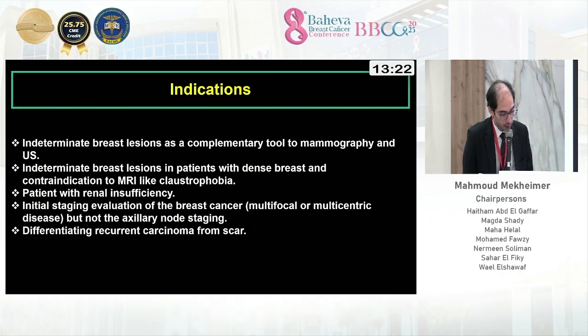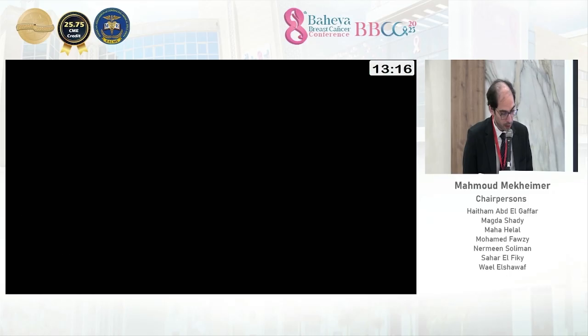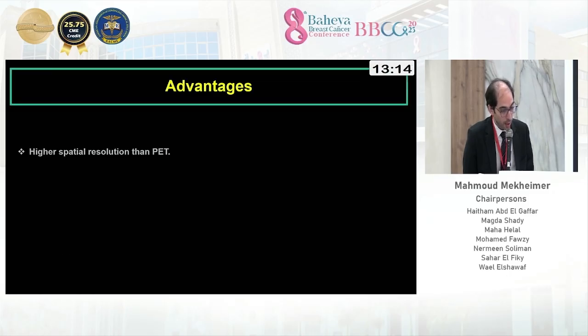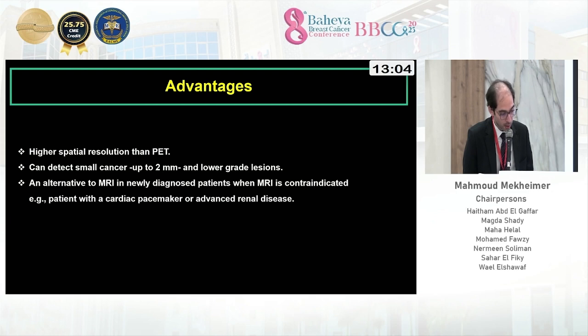PEM can differentiate recurrent carcinoma from scar tissue. Also, PEM can monitor response to neoadjuvant chemotherapy. An advantage of PEM is that it has higher spatial resolution than BSGI. It can detect small cancers down to 2 millimeters and lower grade lesions. It is used as an alternative to MRI in newly diagnosed patients when MRI is contraindicated.